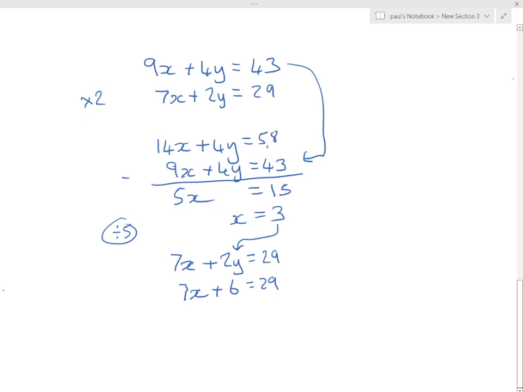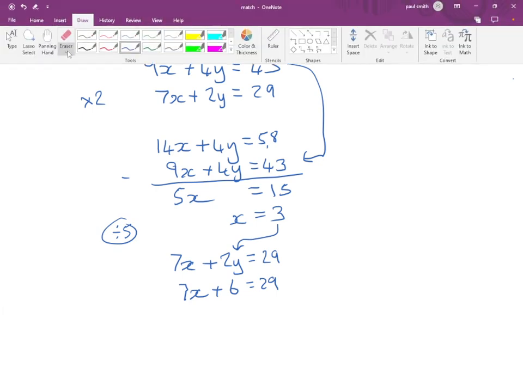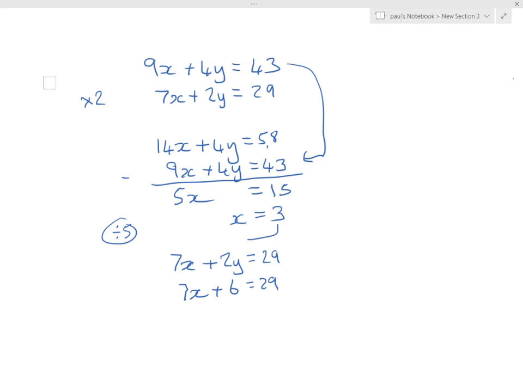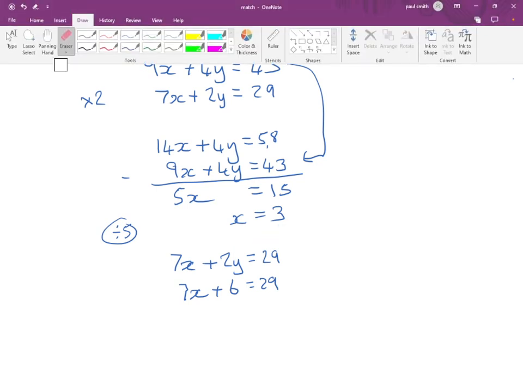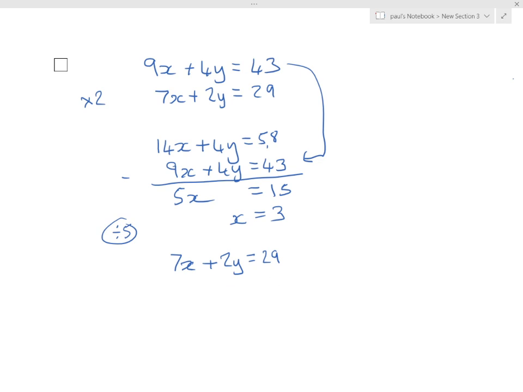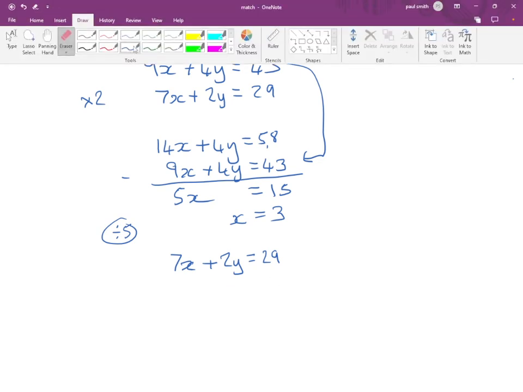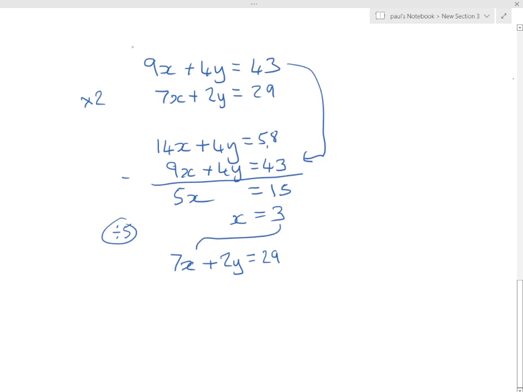That's because I'm putting it in the wrong place. I'm losing the concentration. I'm sorry. It's an x, not a y, isn't it? Right, so that goes in there. So 3 7s are 21 plus 2y equals 29. Take away 21, 2y equals 8, and therefore y equals 4.